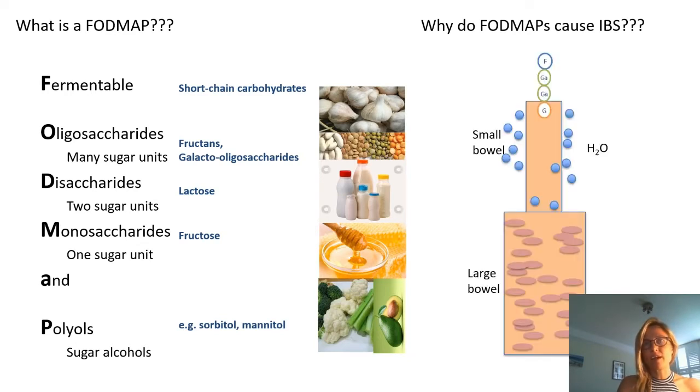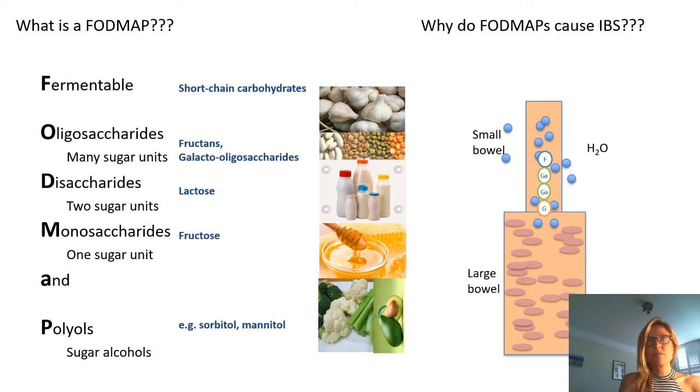Now this works via two different mechanisms. Firstly, FODMAPs, these chains of sugars here, when they travel through the small intestine, they can cause water to enter into the small bowel, and that's where you might get things like gurgling, pain, some urgency to open bowels, that type of thing.